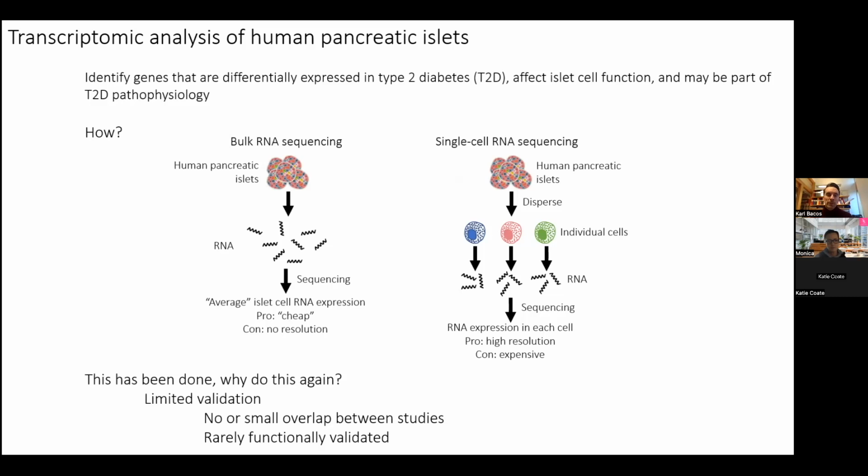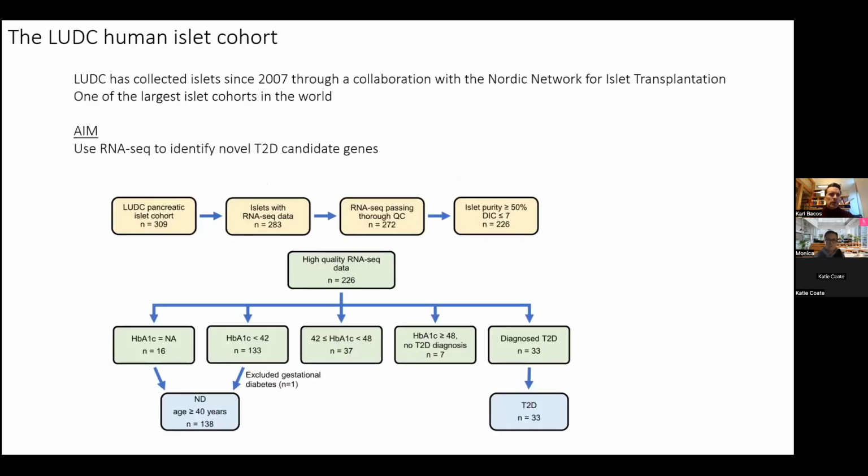In these papers, they basically haven't done any functional follow-up to actually test if these genes are important for type 2 diabetes. So the LUDC has collected islets for many years now. We collaborate with the Nordic Network for Islet Transplantation. So if they can't transplant islets, we get leftovers, and we use that for our research.